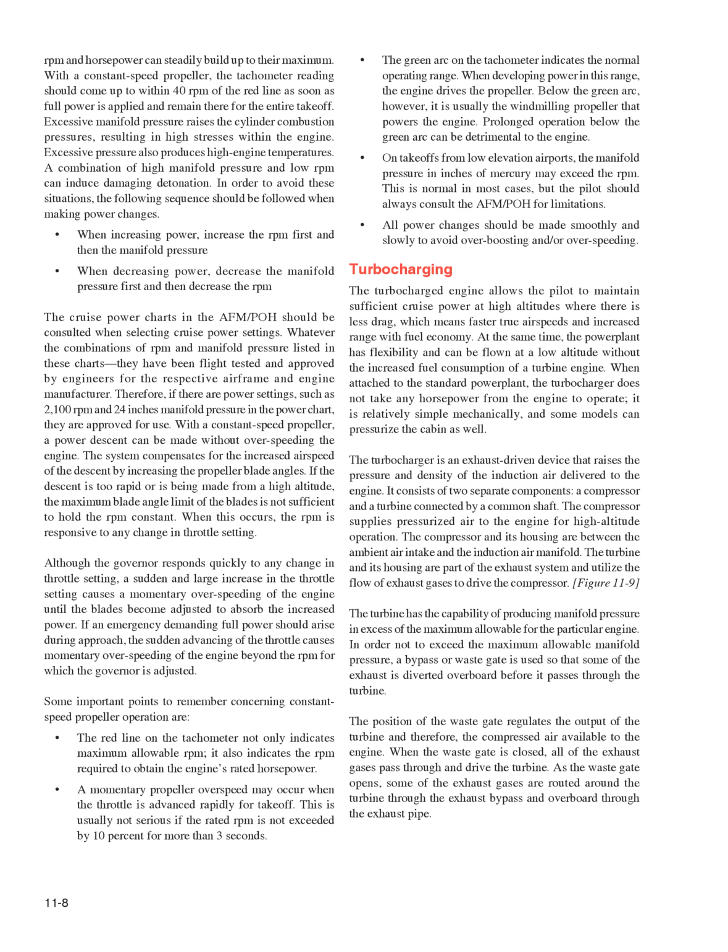With a constant speed propeller, the tachometer reading should come up to within 40 revolutions per minute of the red line as soon as full power is applied and remain there for the entire takeoff. Excessive manifold pressure raises the cylinder combustion pressures, resulting in high stresses within the engine. Excessive pressure also produces high engine temperatures. A combination of high manifold pressure and low RPM can induce damaging detonation. In order to avoid these situations, the following sequence should be followed when making power changes.